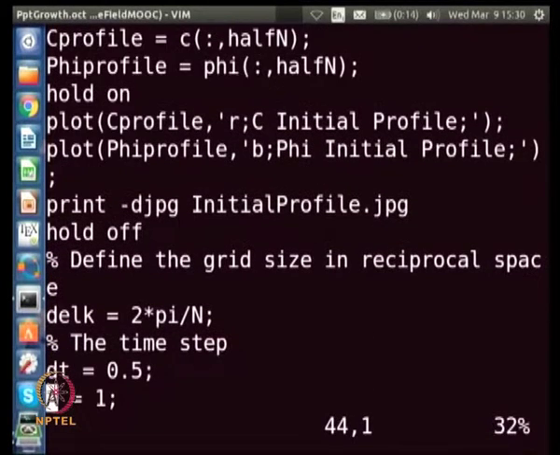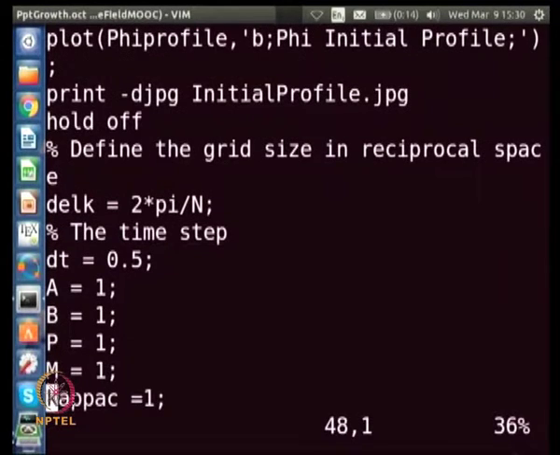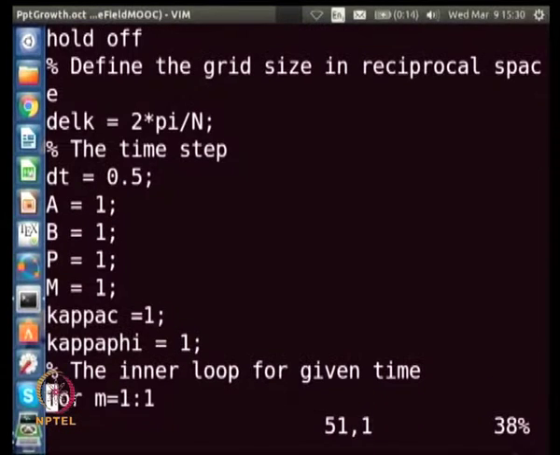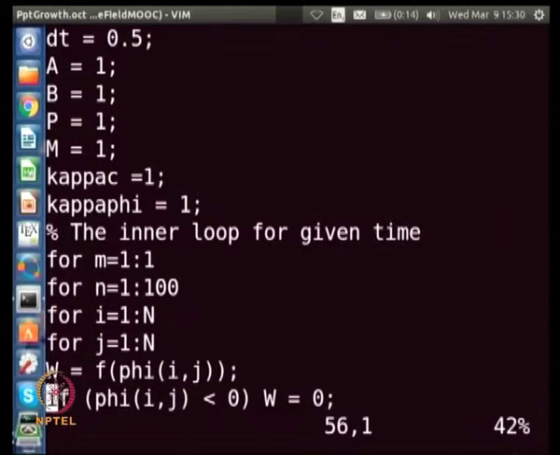Now we define del k, of course, we define delta t, we define a, b, p, m, kappa c, kappa phi, everything. They are all one, we always deal with non-dimensional values, and m and n are for the time loop, i and j are for the position loop for c and phi.